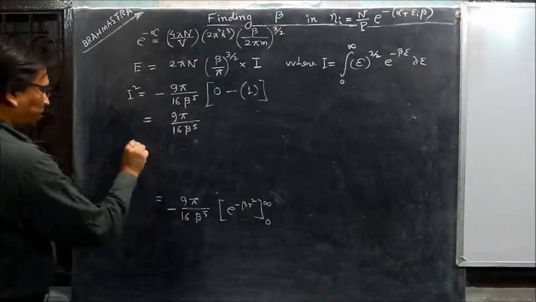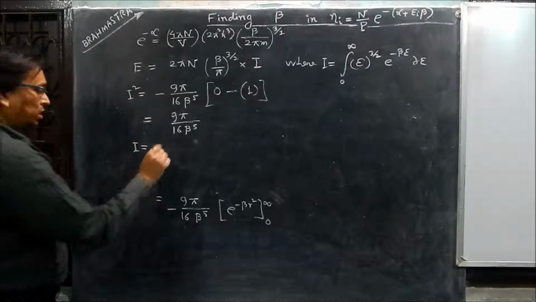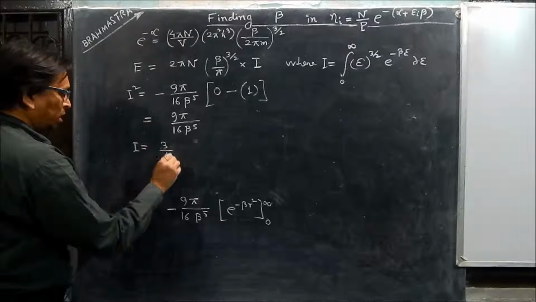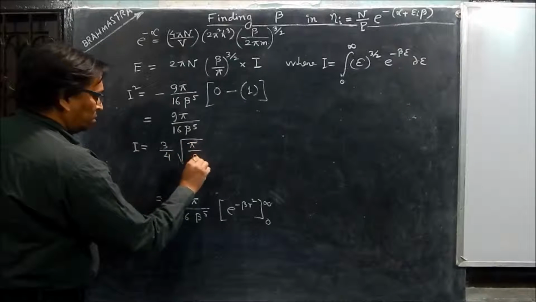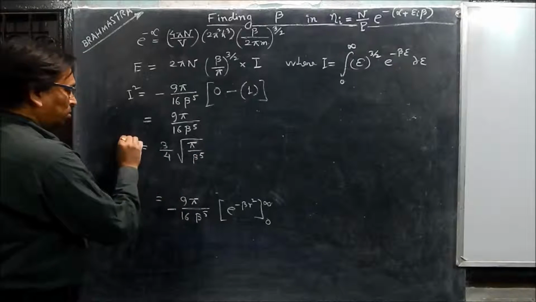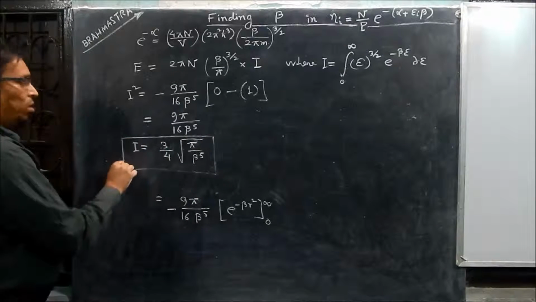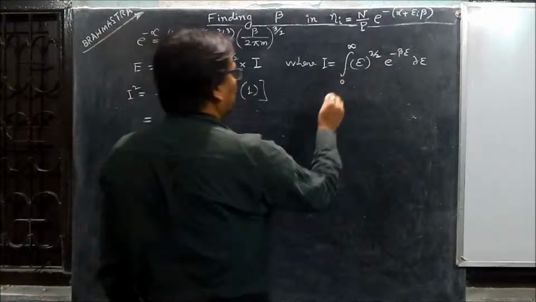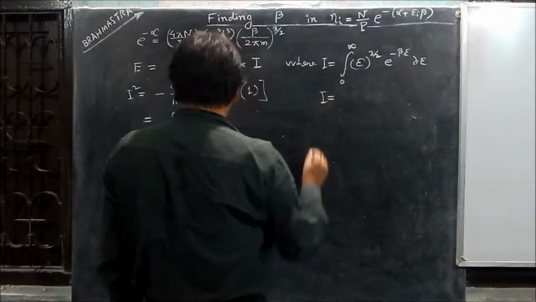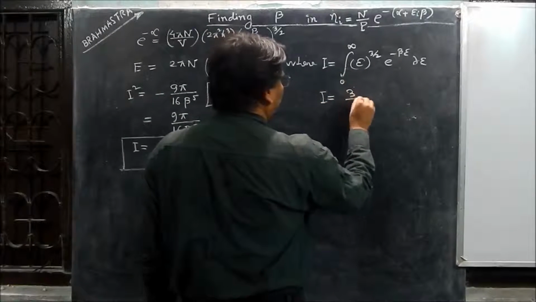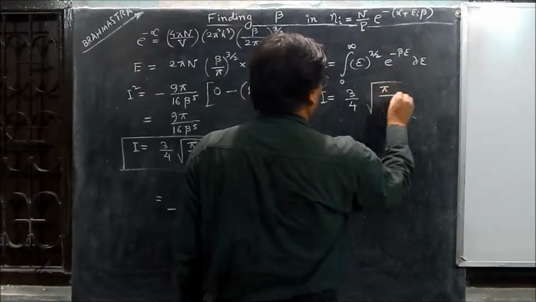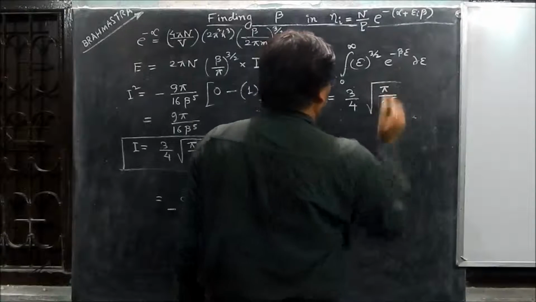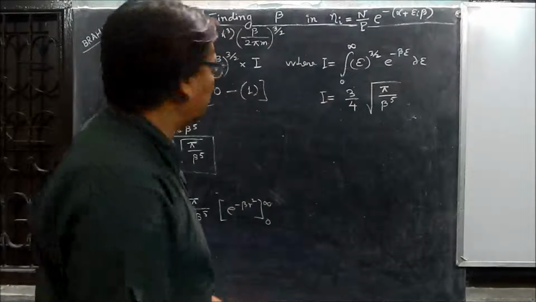Okay, so the value of I, only the integration, will be the root of this, so 3 by 4 and root under pi by beta to the power 5. So this is the value of the integral of this part. This integration actually results in this value, 3 by 4 and root under pi by beta to the power 5. So this is the value of this integral.